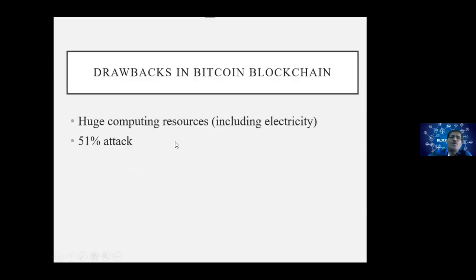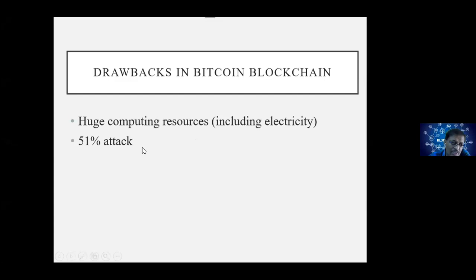Next are the drawbacks in the Bitcoin blockchain. Already we had seen that the miners invest a lot of hardware resources and a lot of electricity, and this is a huge wastage in the Bitcoin blockchain. That's why we have many other blockchains which don't use this much computing resource. That's why we have proof of stake and many other consensus algorithms.